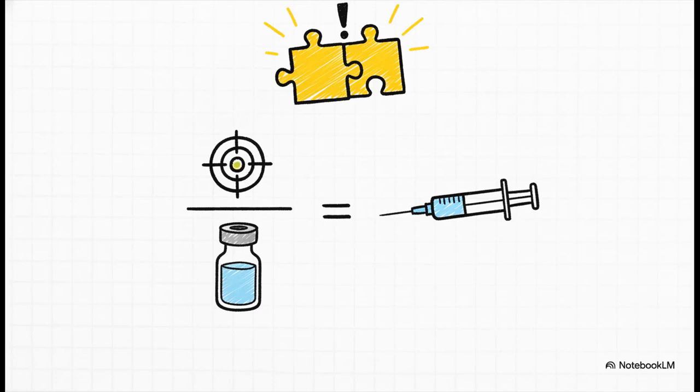So for injectable and liquid meds, the core formula is super straightforward. Volume equals your desired dose divided by the concentration you have on hand. Let's apply this to a real order. The order is 60 milligrams.